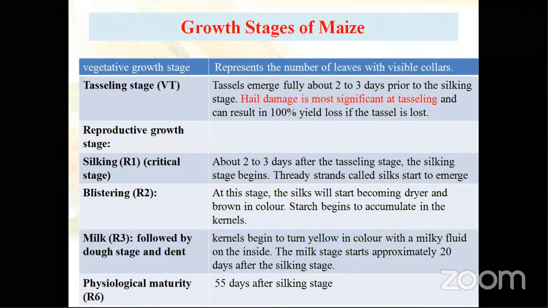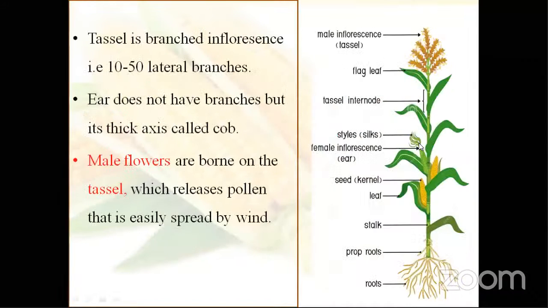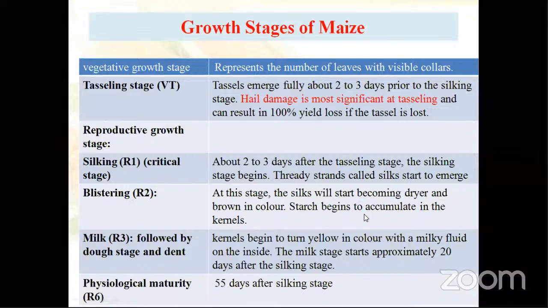Then silking begins about 2 to 3 days after the tasseling. After tasseling, these thready strands, called silks, start to emerge. What are these thready strands? They are called silks or styles. The styles or silks emerge after 2 to 3 days of your tassel.